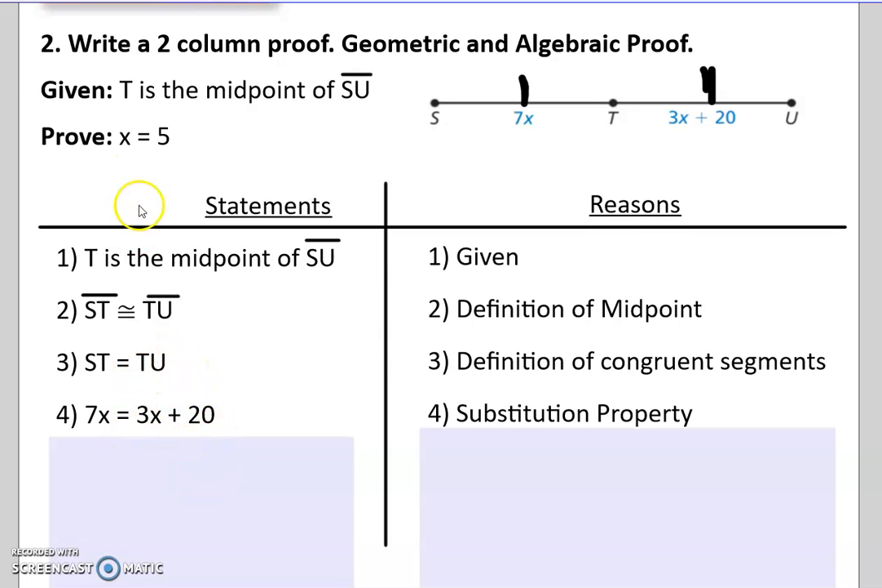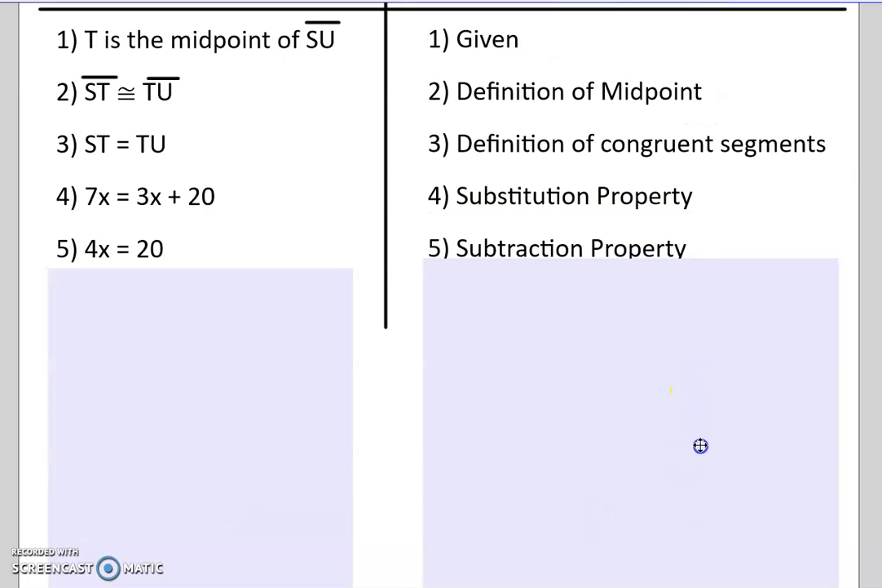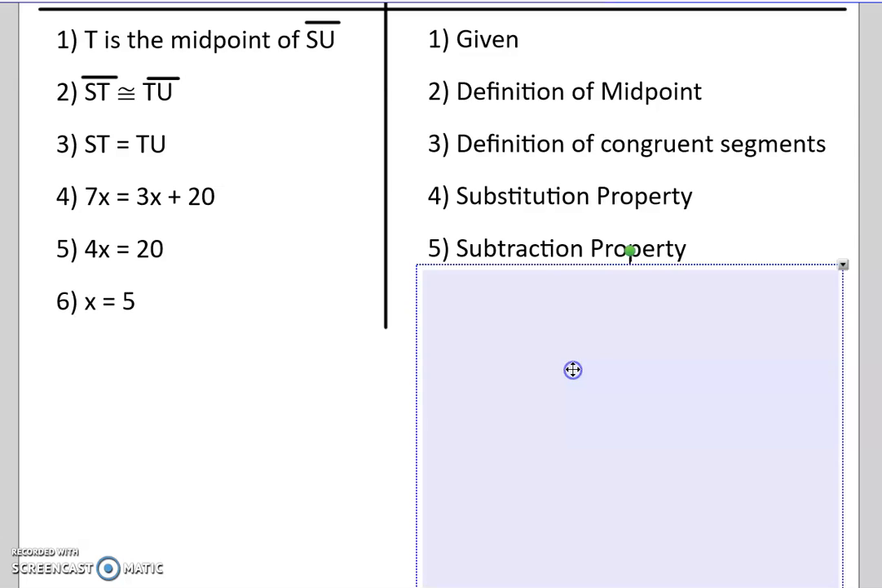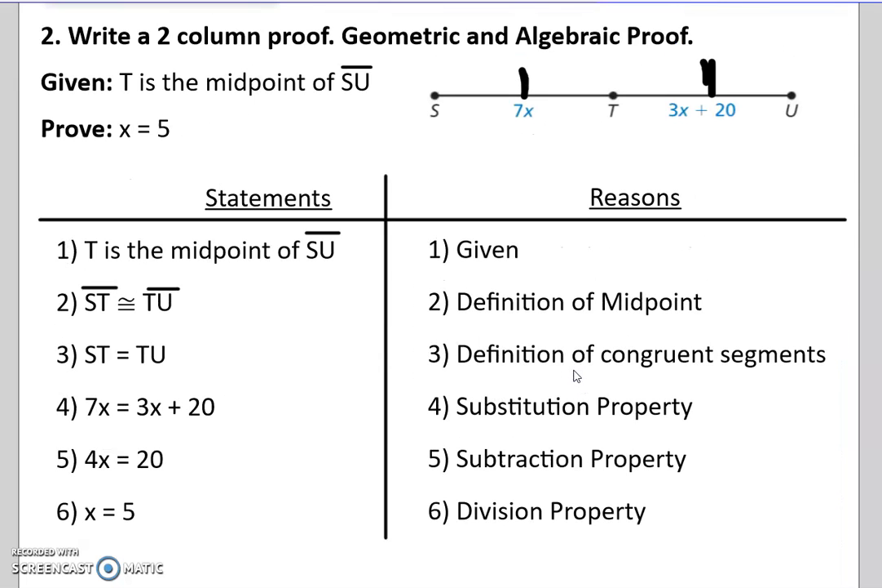Now we can start to solve this for x because that's what I'm trying to prove all along. Okay, I'm going to combine my x's, so I'll move the 3x over. And I move that over by subtraction, right? So that's the subtraction property. And lastly, we can do division, and there's my division property. Notice I know I'm done when my last statement is what I'm trying to prove.